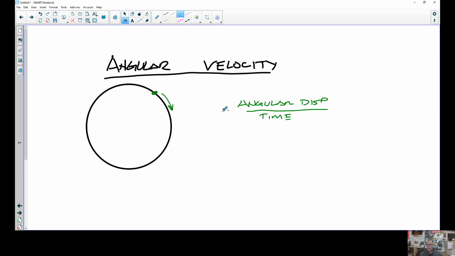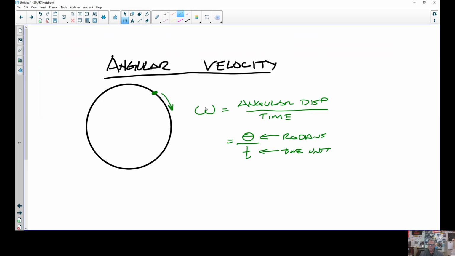And the symbol we use for angular velocity is omega. Omega is kind of like a stylized lowercase w. Omega is our angular displacement over time. So we talk about this as theta over t, that angular displacement over time. This theta is in radians, and t is whatever time unit we are dealing with in that problem.